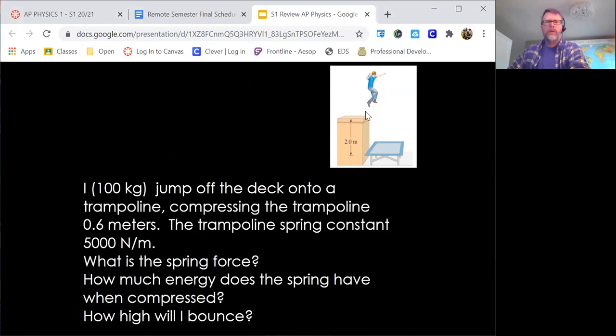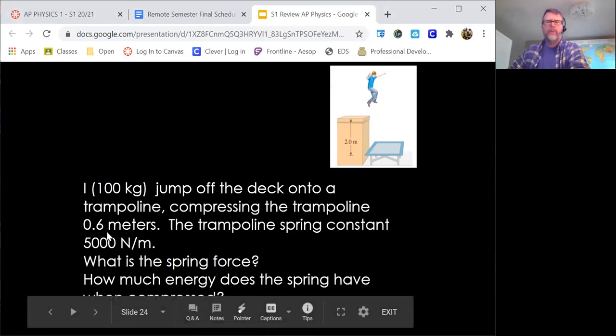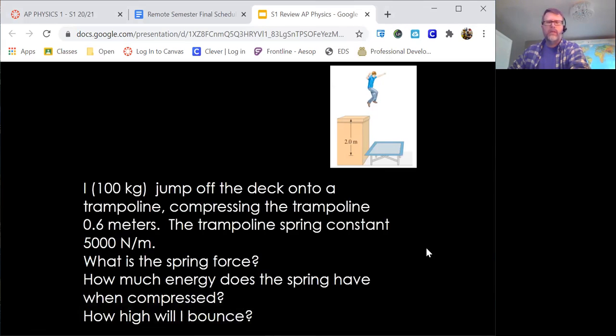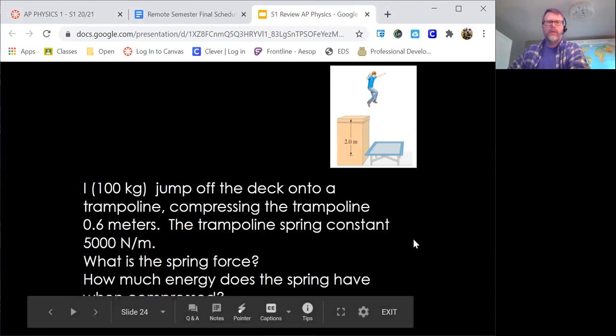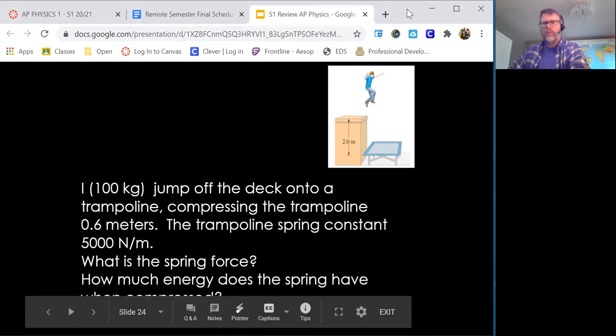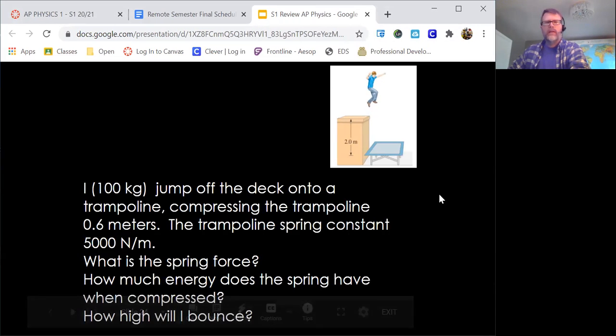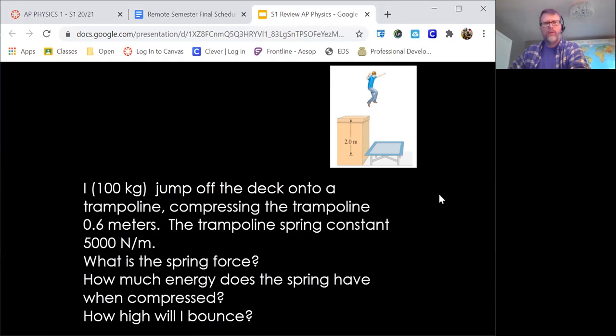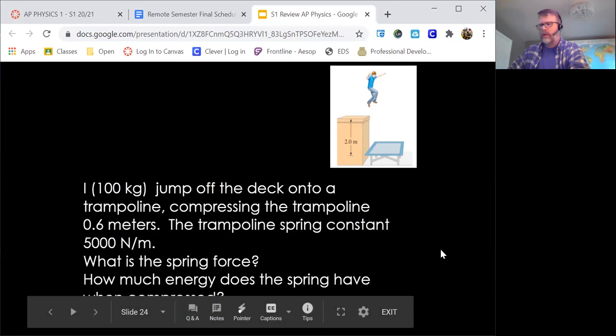Okay, so I jump off the deck onto a trampoline. The trampoline compresses 0.6 meters with a constant of 5,000 newtons per meter. What is the spring force? Then we're going to find the spring energy, and then finally the height. From what I saw, people are able to do the first two parts fairly quickly, so I'll just go ahead and show those answers, and then we will talk more about how we do the setup for the final part.